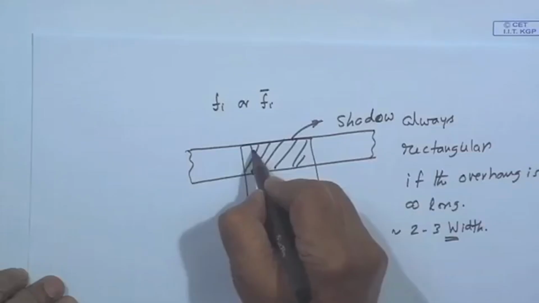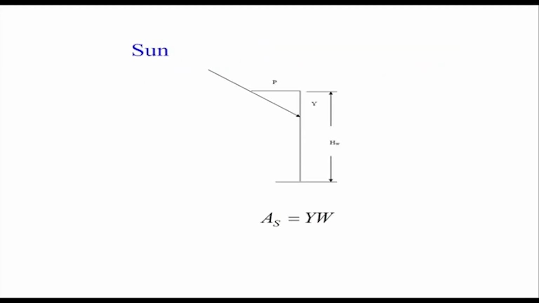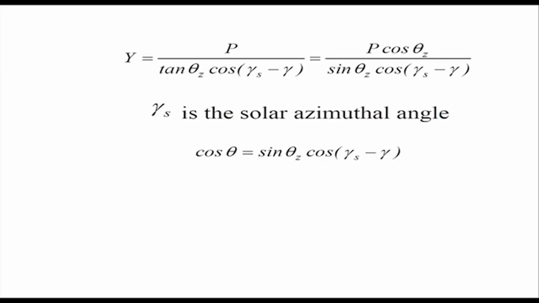Once that is the case, it is only a question of estimating this width, which depends upon the time of the day, and we can calculate that with the help of the sun's rays. A_S is y times W, where y is the shadow depth or height, which is again given by this relation: y is equal to p, the projection, by cos theta_z, where gamma_s is the sun's azimuthal angle, which is again related to cos theta.